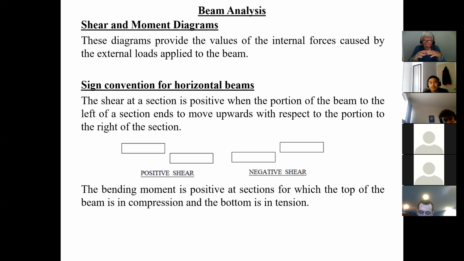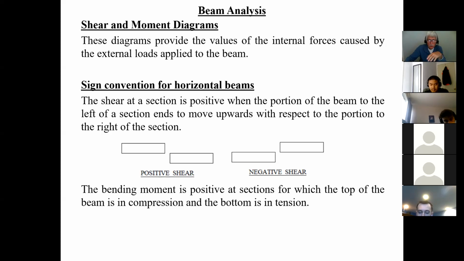When we talk about positive moments or negative moments, it has nothing to do with your sign convention of counterclockwise being positive and clockwise being negative. The sign convention for bending moment is that if the tension is at the bottom, we consider that to be a positive moment. When the tension is at the top, we consider it to be a negative moment.